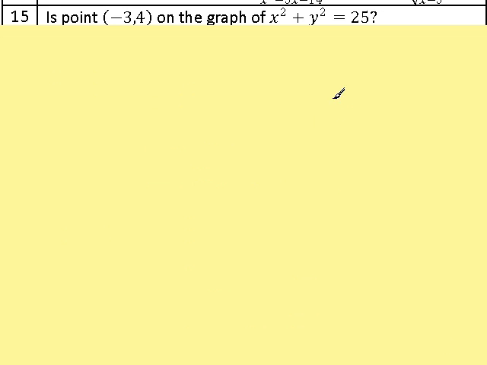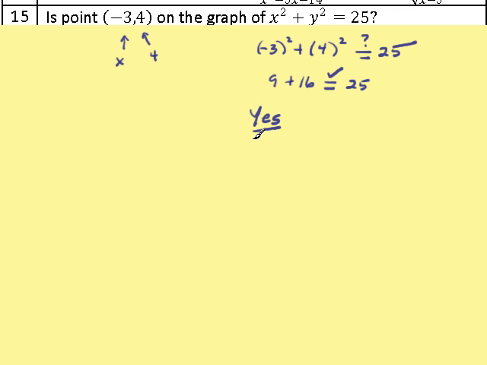In 15, we have this equation over here, and we want to know, is this point minus 3, 4 on the graph of this equation? Well, the way we determine that is just by substituting in. We'll put x equal to minus 3 and y equal to 4. So let's see, is minus 3 squared plus 4 squared equal to 25? Let's just work that out. 9 plus 16 is equal to 25. So the answer is yes. The point is on the graph.